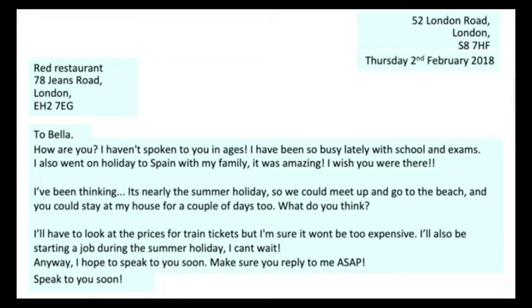I've been thinking, it's nearly the summer holiday, so we could meet up and go to the beach, and you could stay at my house for a couple of days too. What do you think? I'll have to look at the prices for train tickets, but I'm sure it won't be too expensive. I'll also be starting a job during the summer holiday. I can't wait. Anyway, I hope to speak to you soon. Make sure you reply to me ASAP. Speak to you soon.